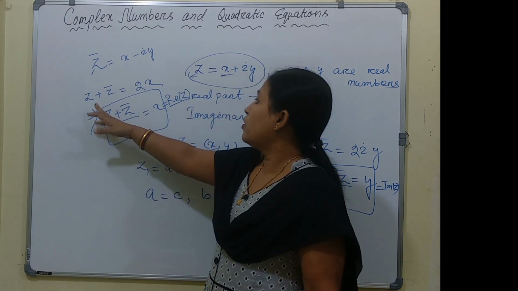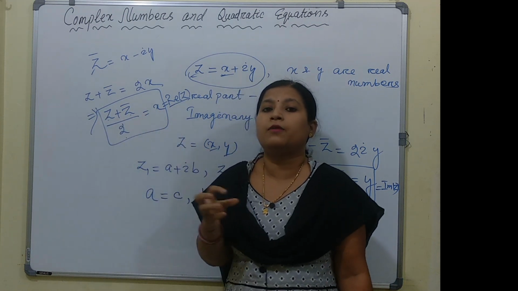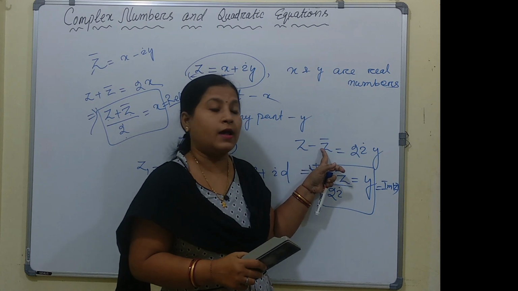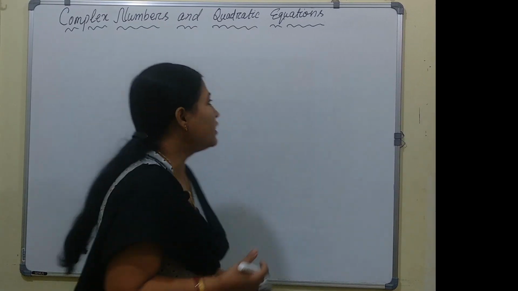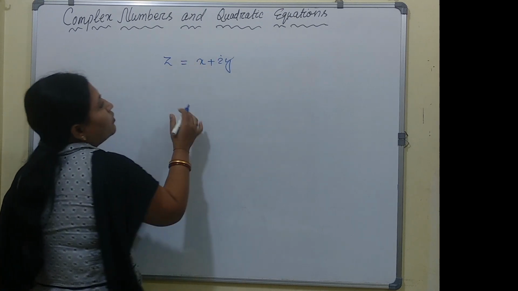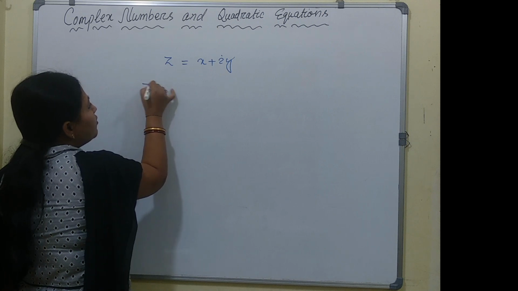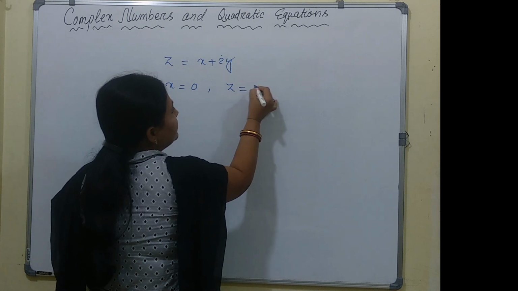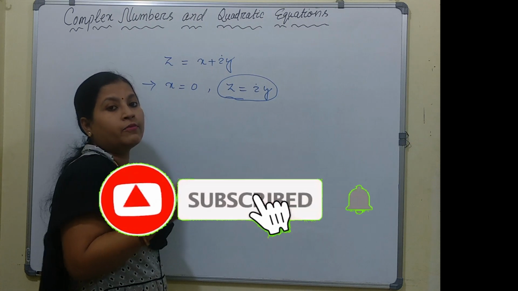So when we add the complex conjugate to the complex number, we get the real part of the complex number, and when we subtract z̄ from z, we get the imaginary part of z. If z = x + iy, x is the real part and y is the imaginary part. If x = 0, then z = iy. So here z is a purely imaginary number.